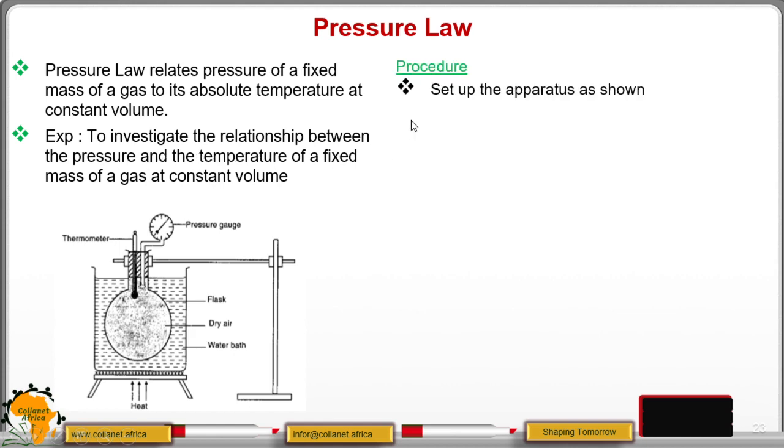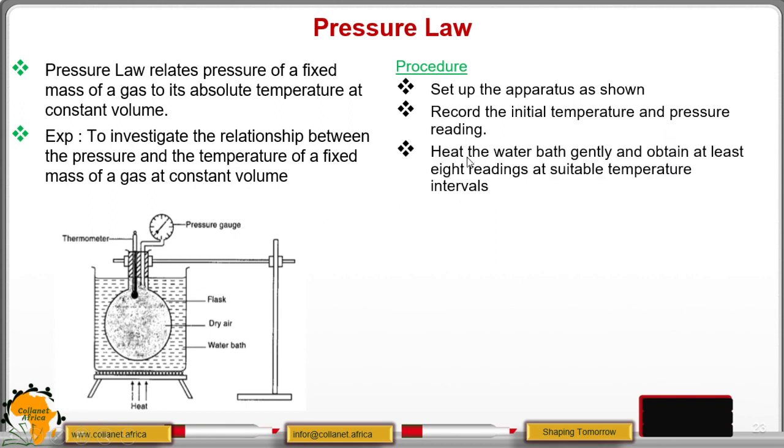Now, we proceed as follows. Number 1, set up the apparatus as shown. Then number 2, record the initial temperature and pressure reading. That is the initial. Then heat the water bath gently and obtain at least 8 readings at suitable temperature intervals.